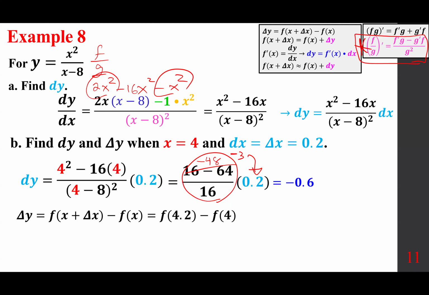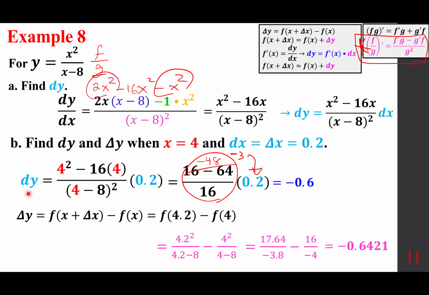Delta y by definition is f of x plus delta x minus f of x. Therefore, it makes it f of 4.2 minus f of 4. We put here 4.2, we get 4.2 squared over 4.2 minus 8. Then we put 4 squared over 4 minus 8. And I hope you realize this was easy to calculate, but this is just that we may have to use a calculator. That's why sometimes dy is used instead of delta y as an approximation.